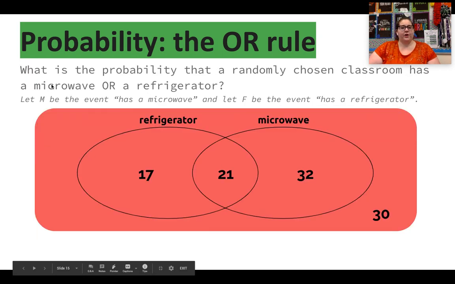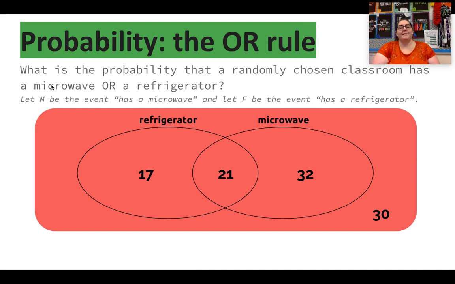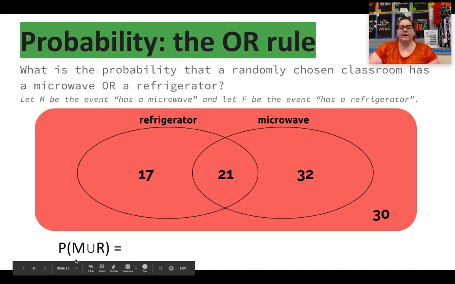So let's actually answer an OR question. It says, what's the probability that a randomly chosen classroom has a microwave or a refrigerator? Just so we can put this in probability notation, we'll let M represent the event has a microwave, and we'll let F for fridge represent the event has a refrigerator. So I'm finding the probability that a classroom has a microwave or, that's the union symbol, a refrigerator.